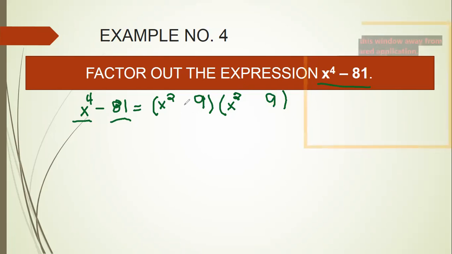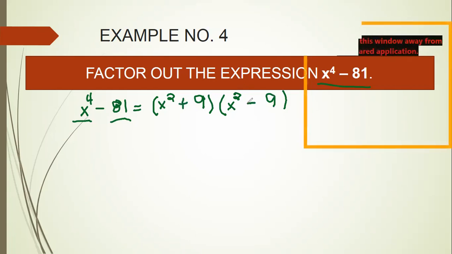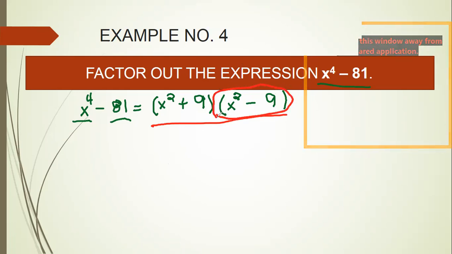So if we're going to use the difference of two squares, the one should be positive and the other one should be negative. Okay, the question is, is this your final answer? No, because there is another factor that we can simplify. So we need to simplify this further using, again, the difference of two squares. The other one cannot be factored, so that's not factorable.